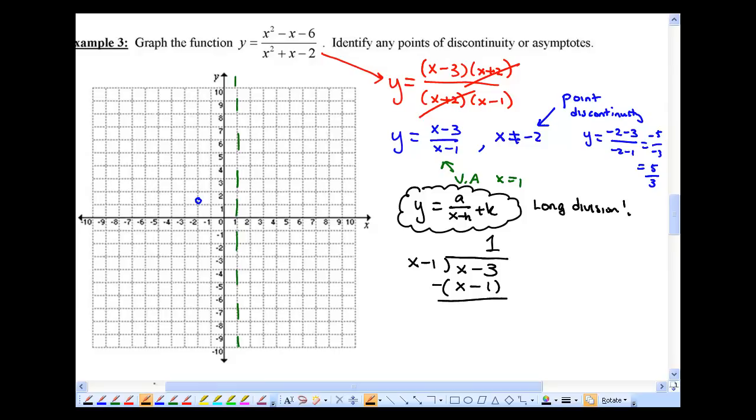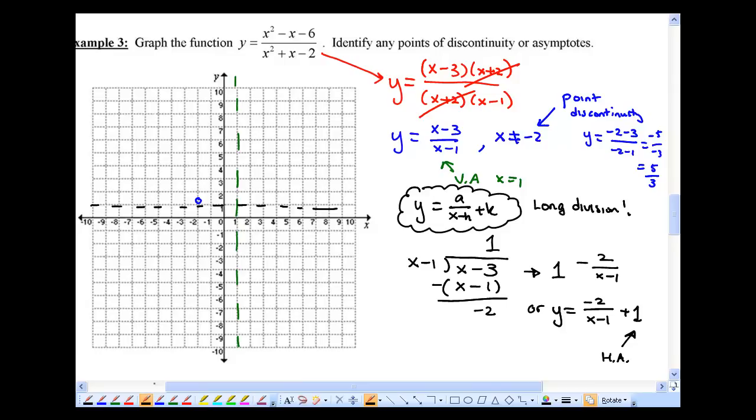Negative 3 take away negative 1 is negative 2. So this just becomes 1 minus 2 over X minus 1. Or, if I want to write it nicer, y equals negative 2 over x minus 1, plus 1. Well, that's easy now, because we know our vertical asymptote is x equals 1, but now I figured out from that last number, my horizontal asymptote is also equal to 1. And the rest should be history.